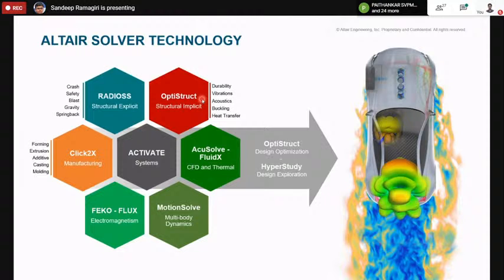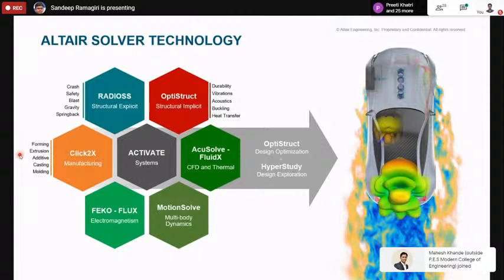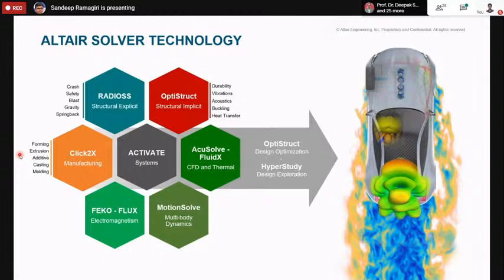And we also have casting tools, basically we call it a manufacturing tool. So it's basically used for forming, extrusion, and additive casting and also modeling. And on the top of this, we also have a 1D simulation tool, a math-based tool. So we have Activate, and then we have AcuSolve, and AcuSolve is basically to do the thermal simulations. And then we have MotionSolve. MotionSolve is to do the multi-body dynamics and kinematic equation solving.